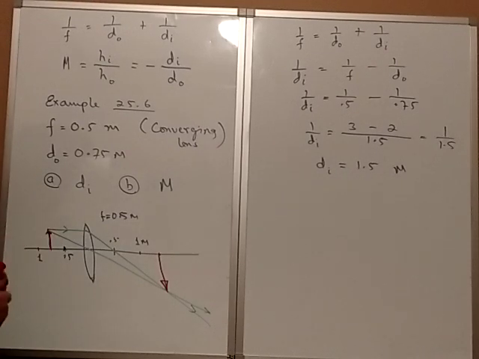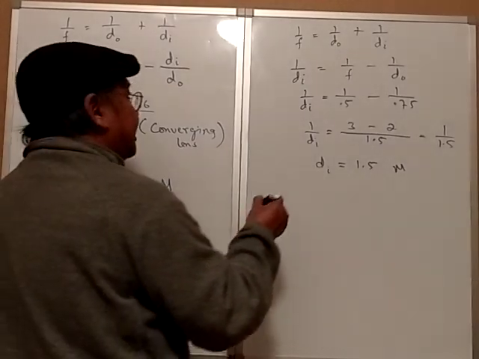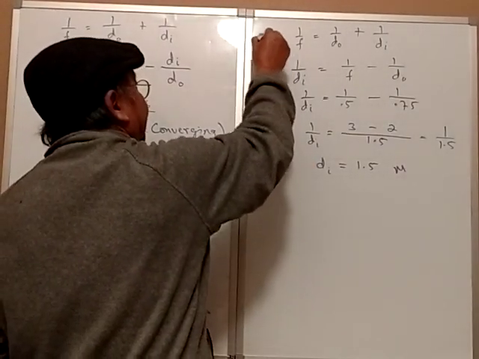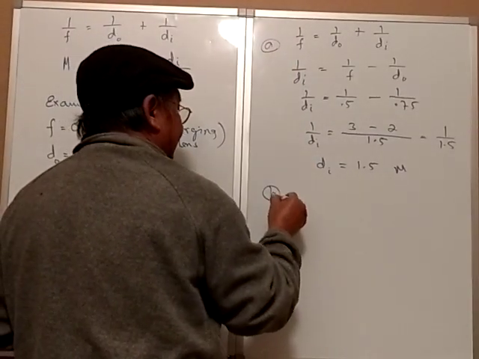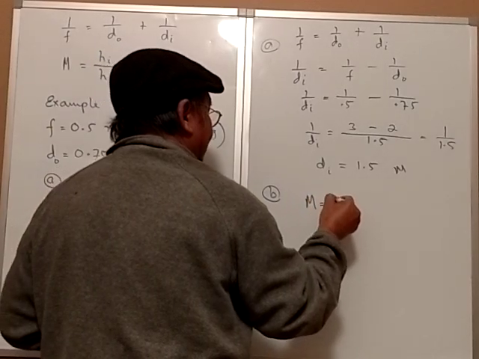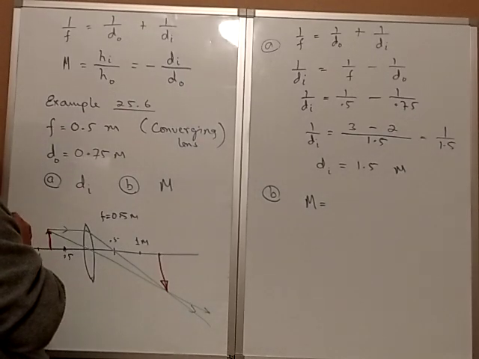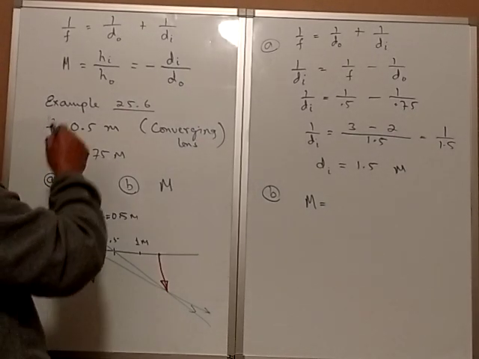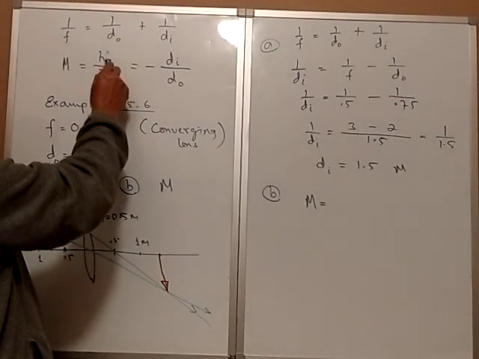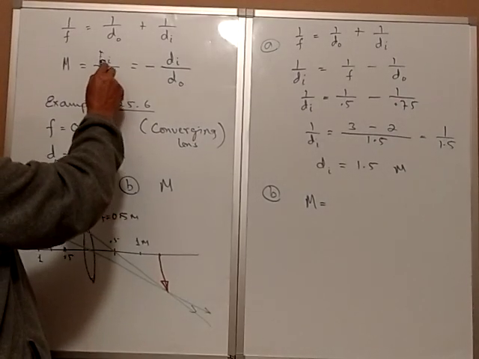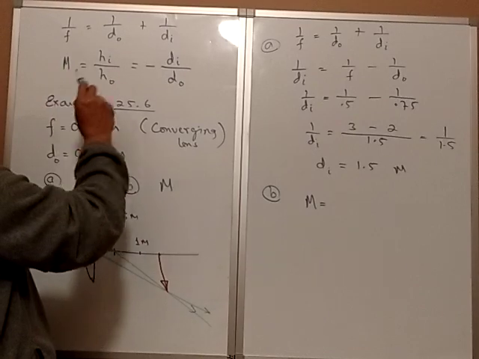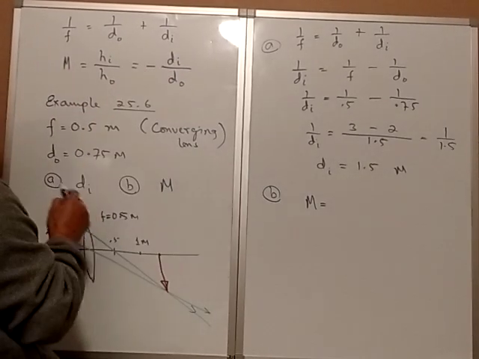So obviously it's beyond 2f, and actually, although it's not to scale, it looks like it's about 1.5 meters, right? Now what about the magnification? Well, that's the answer for part A. For part B, the magnification M is equal to, the formula is h sub i by h sub o. We are not given any information about the height of the object, so we can't use this one. But we know these, so we can use this part.